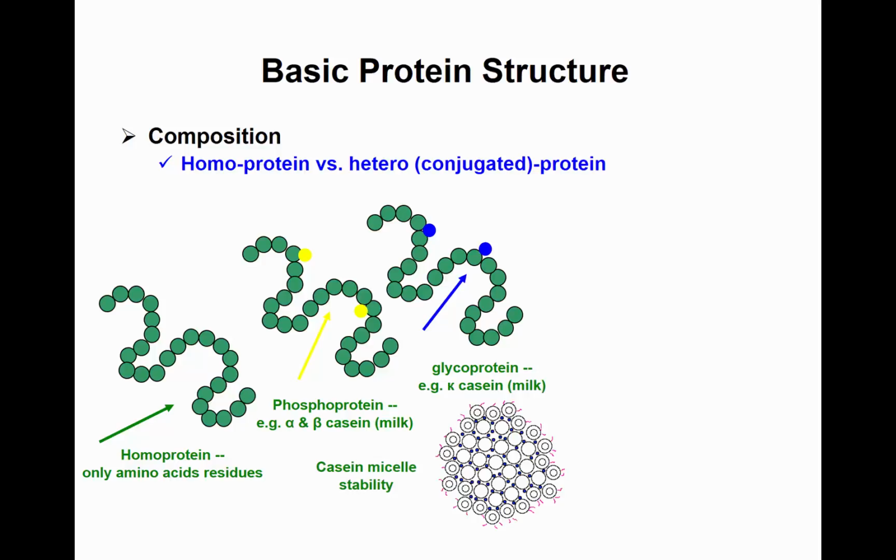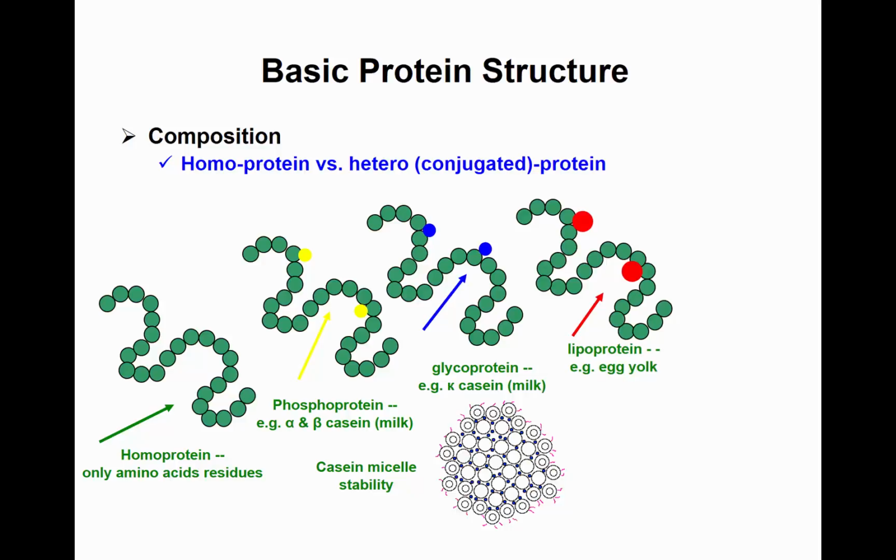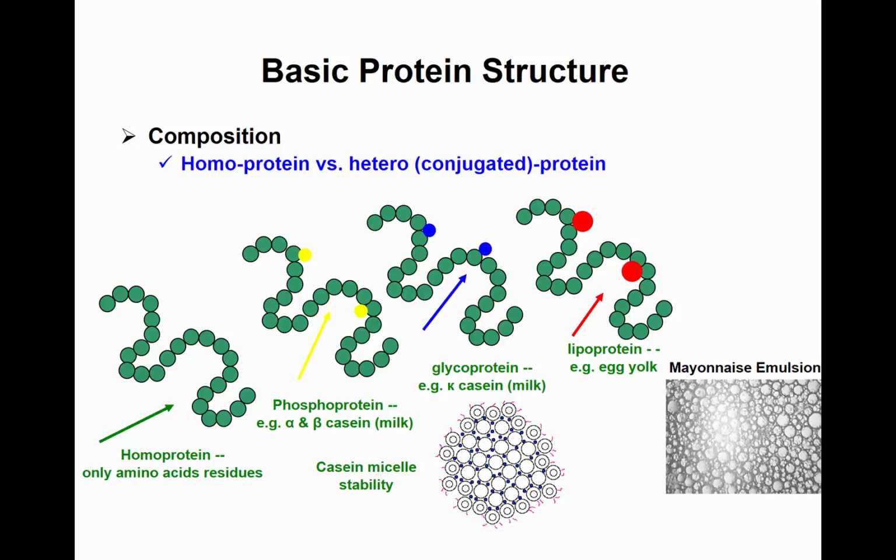All of these, alpha, beta, and kappa, play a major role in the stability of the casein micelle. Like I said, the phosphorylated proteins form calcium bridges within the micelle, and the glycosylated proteins are mostly on the surface, providing stability to the micelle due to charge. Another one is a lipoprotein, which has a lipid portion conjugated to the protein, such as egg yolk proteins, which makes them excellent emulsifiers. We'll talk more about that later when we talk about functionality.